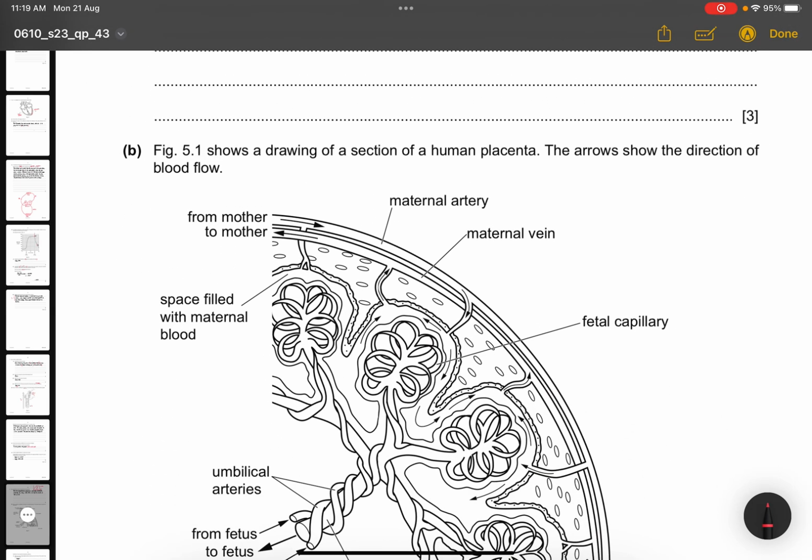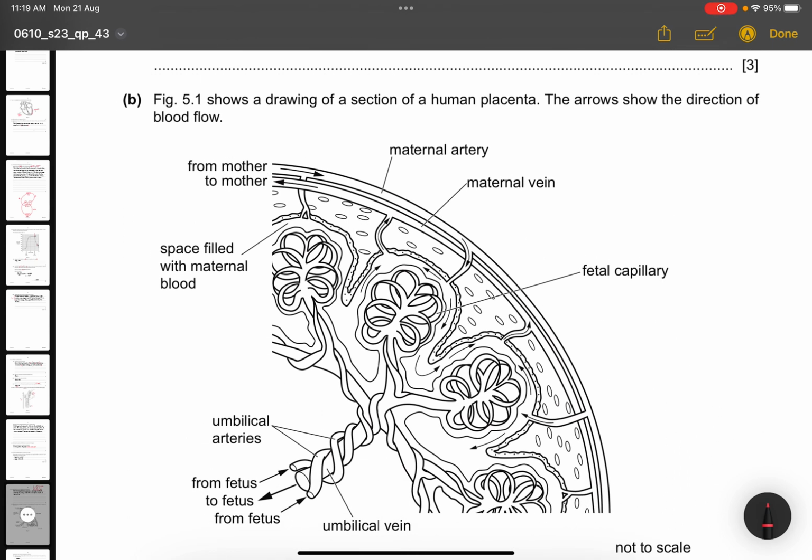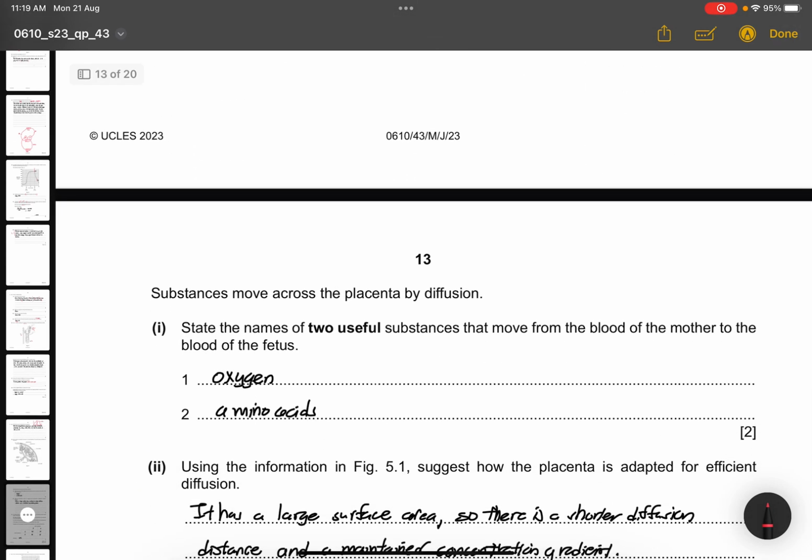Part B. Figure 5.1 shows the drawing of the section of a human placenta. The arrow shows the direction of blood flow. So just have a look at it. It's not to scale. Substances move across the placenta by diffusion. Alright, we know that. Part 1. State the names of two useful substances that move from the blood of the mother to the blood of the fetus. Very simple. Oxygen, amino acids. So it's from mother to fetus.